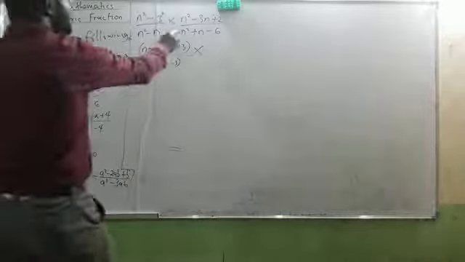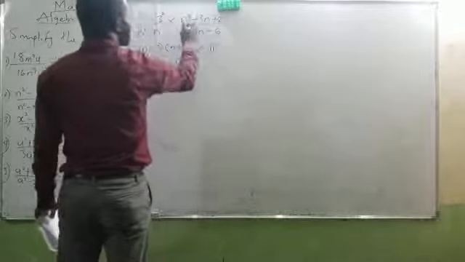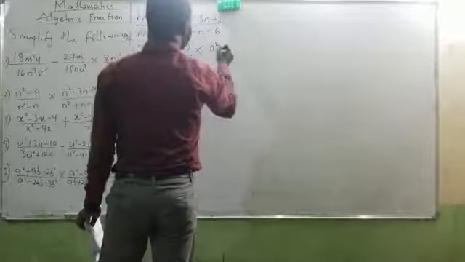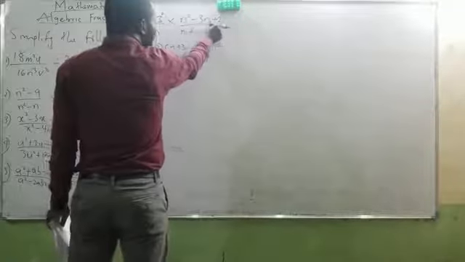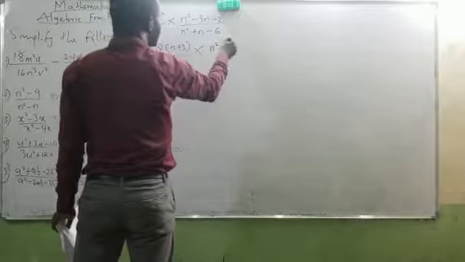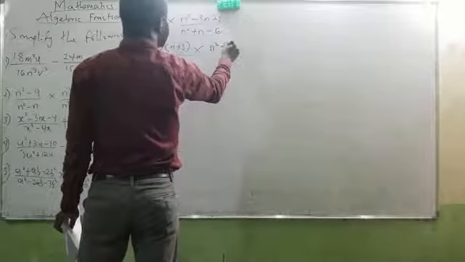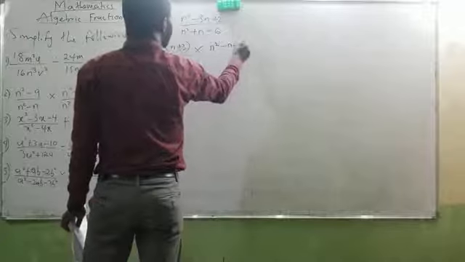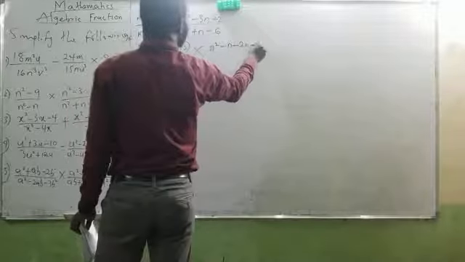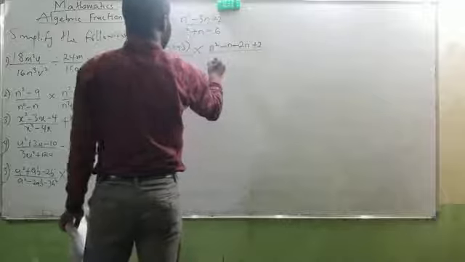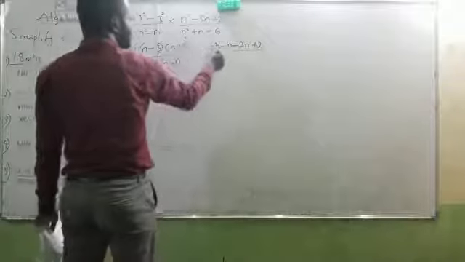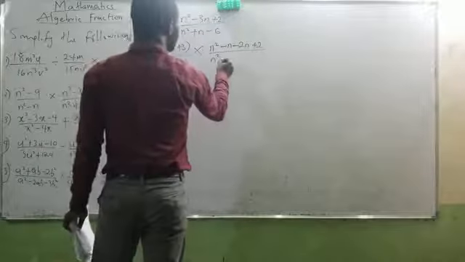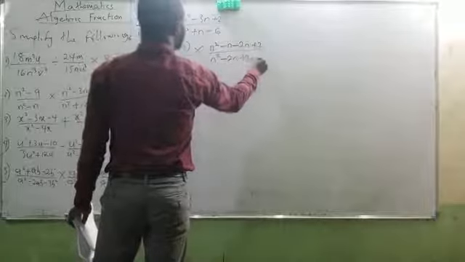Now, I will just factorize this. I'll be having n, and minus, now here we have plus and 2. I will have minus n, plus minus 2n plus 2 divided by n. Here, I want to factorize. We have minus 2n plus 3n minus 6.